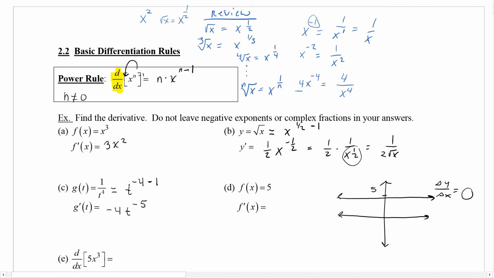0. There's no change. And we all know what a derivative means. A derivative means slope. So what's the slope of the function 5? The slope of the 5 is 0. In other words, the derivative of a constant. It doesn't matter what number it is. Any number, the derivative of a number is just 0.